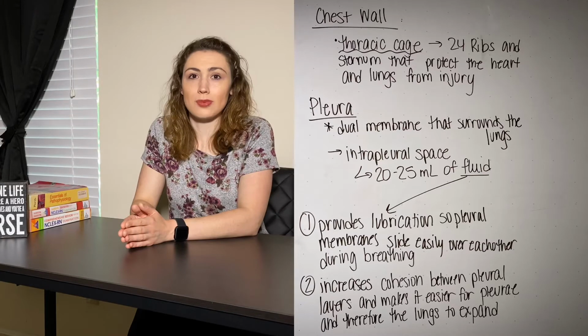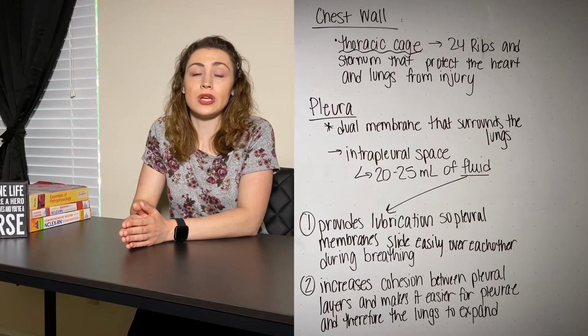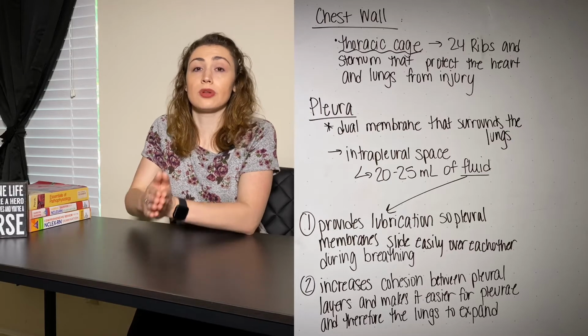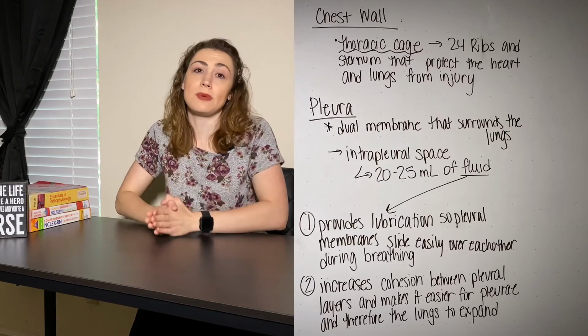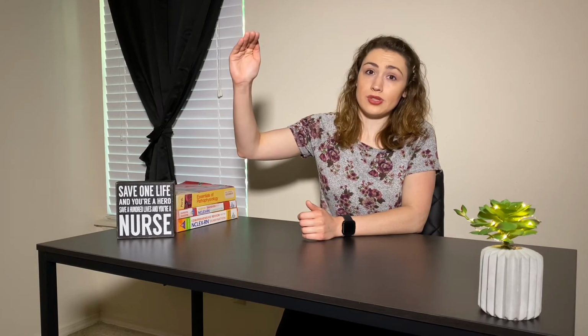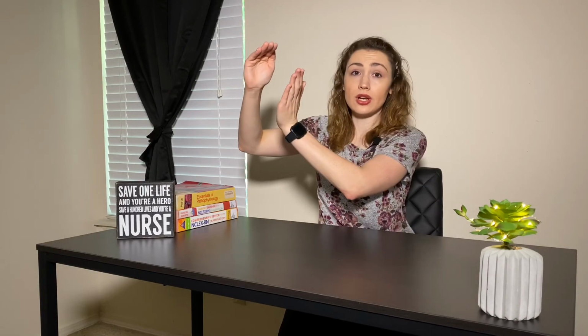The second job of the pleural fluid is to increase cohesion between the pleural layers, and therefore make it easier for the pleurae and therefore the lungs to expand during inhalation. So think about it. If the outer pleura goes during inhalation, but not the inner pleura, then the lung doesn't move and it just stays there. But if the two layers are just kind of glued together, then the outer layer goes and it pulls the inner layer, which helps pull the lung, and the lung expands during inhalation.